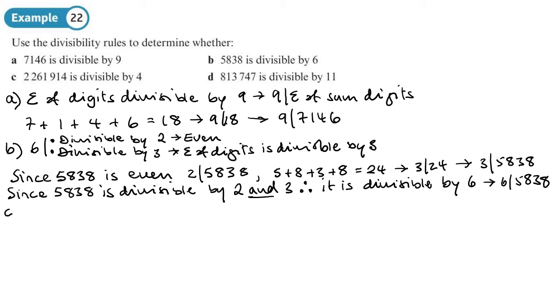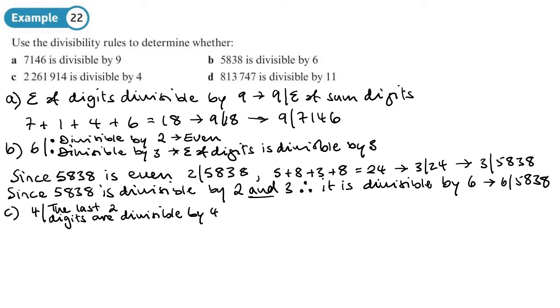On C, we need to show that it's divisible by 4. Now the rule that something is divisible by 4 is that the last 2 digits in that number should be divisible by 4. So 4 divides a number if the last 2 digits are divisible by 4, or a multiple of 4.